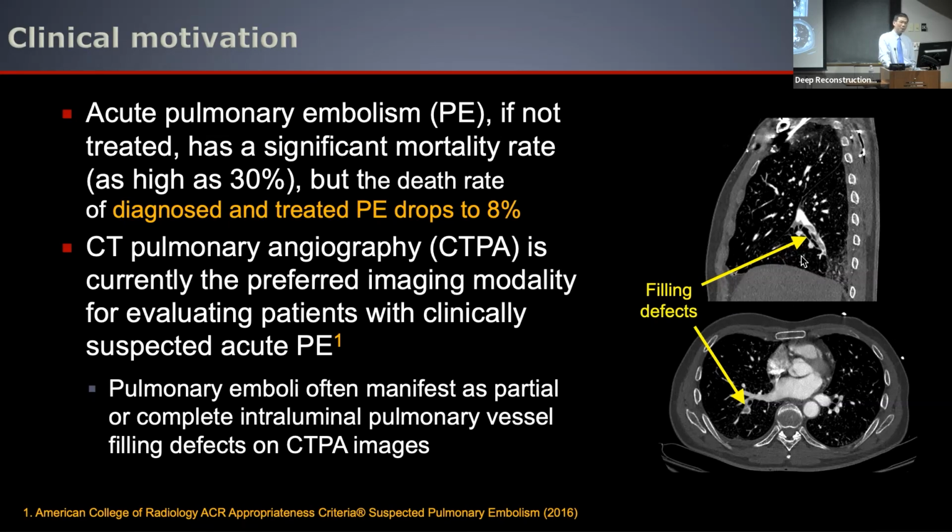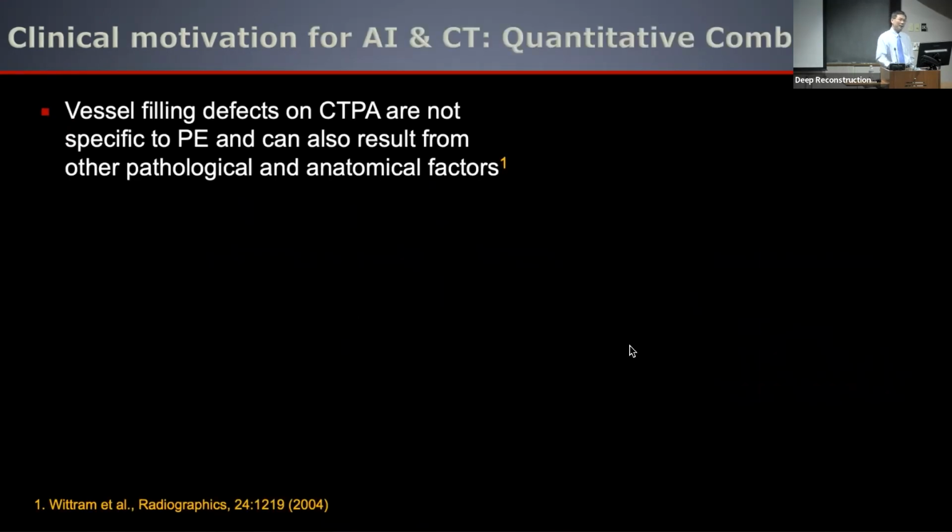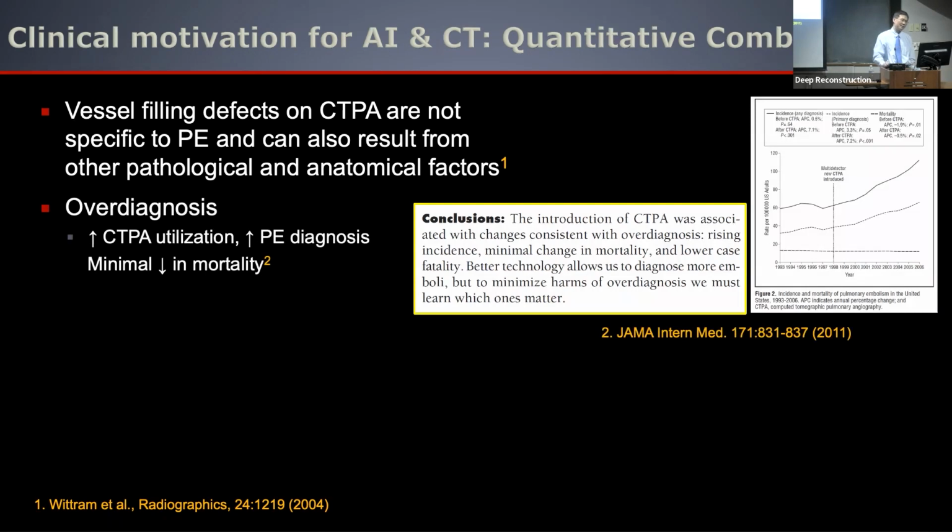Okay, and for pulmonary emboli, because a lot of engineers and physicists like me are here, this really reflects the partial or incomplete intraluminal pulmonary vessel filling. So you can see, even for a good case, medical physicists like me can diagnose the disease. However, the challenge is that vessel filling defects on CT pulmonary angiography are not always specific to pulmonary embolism. They can also result from other pathological and anatomical factors, which results in over-diagnosis, as nicely summarized in this JAMA paper.